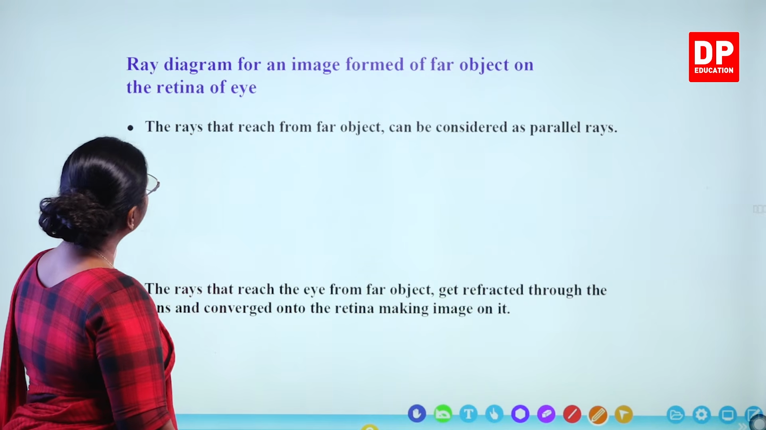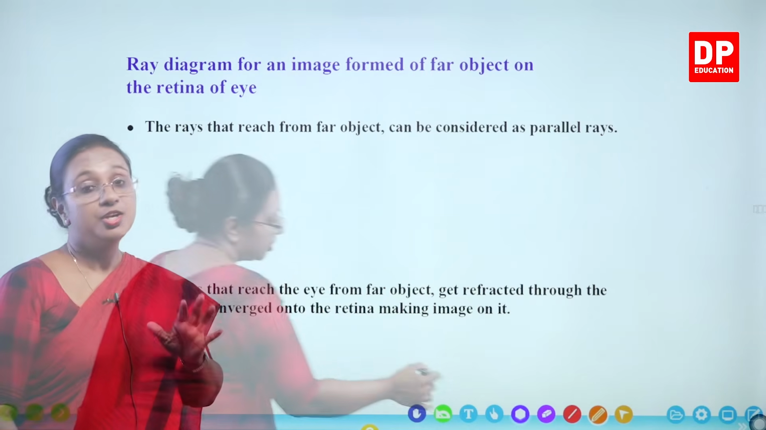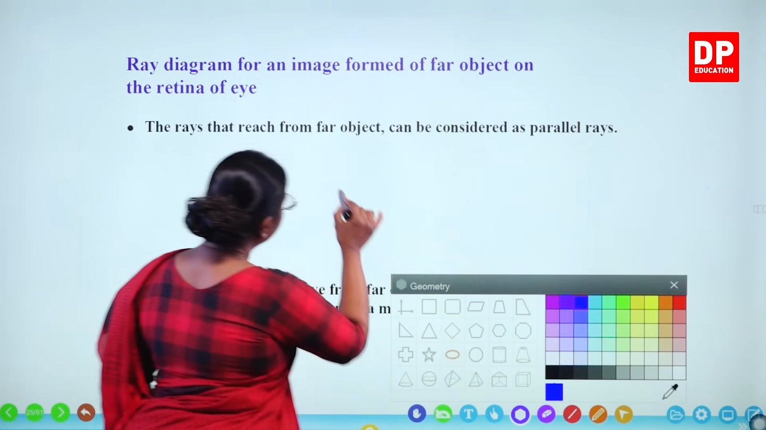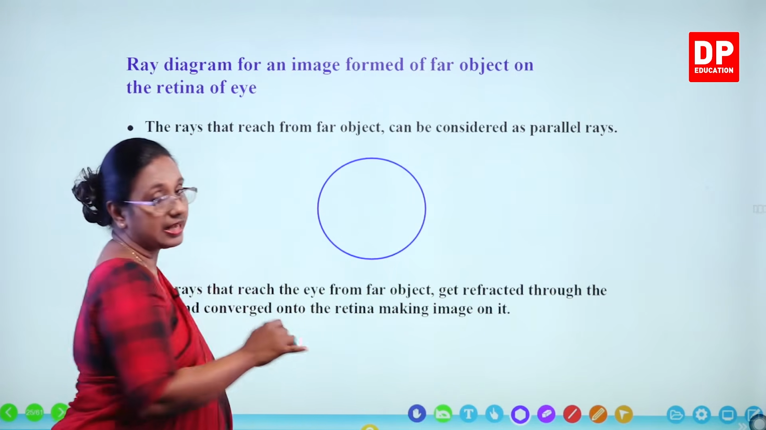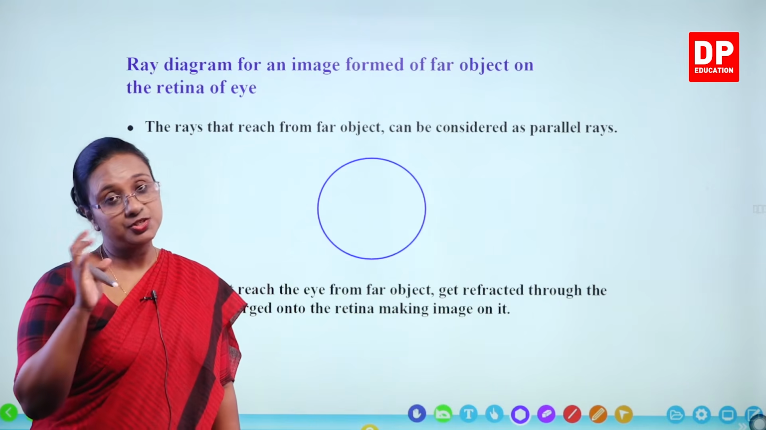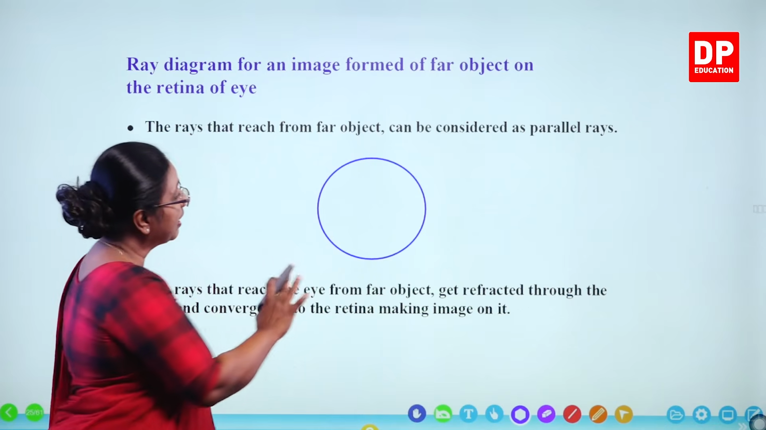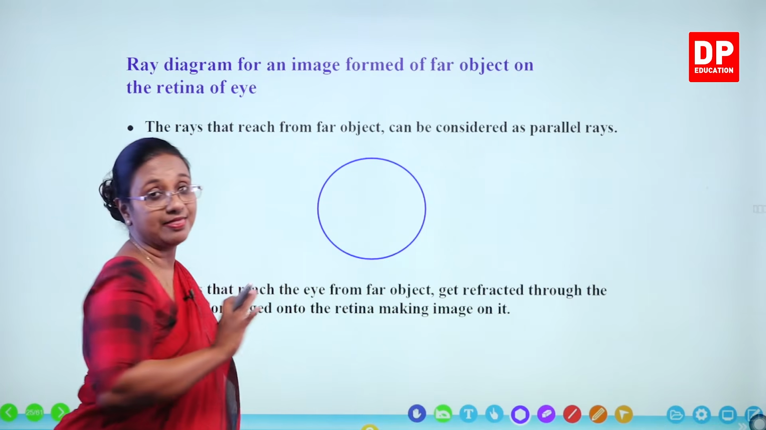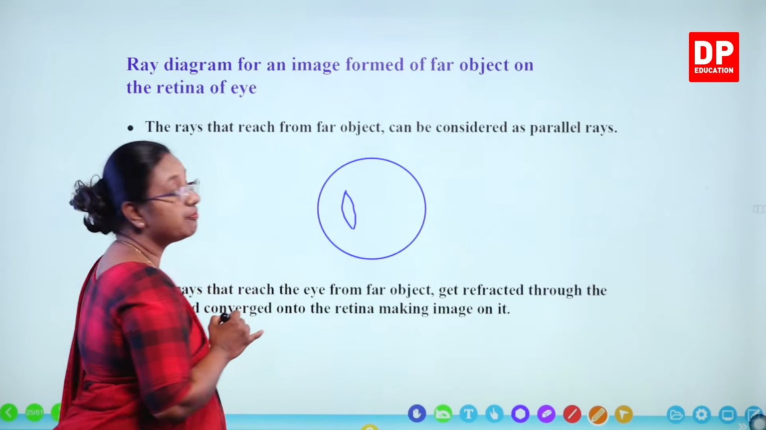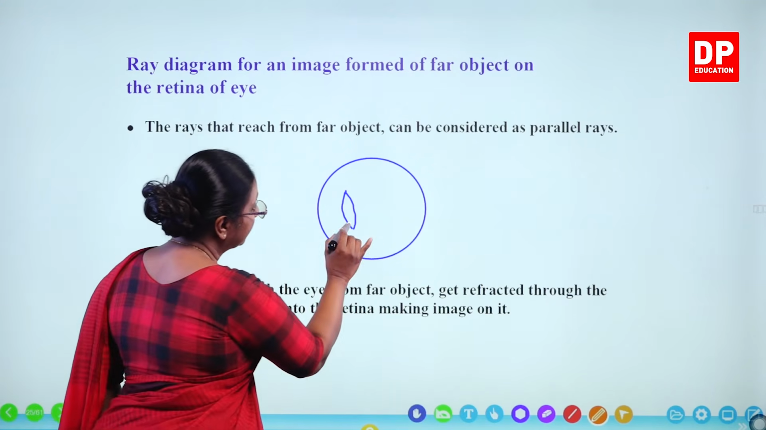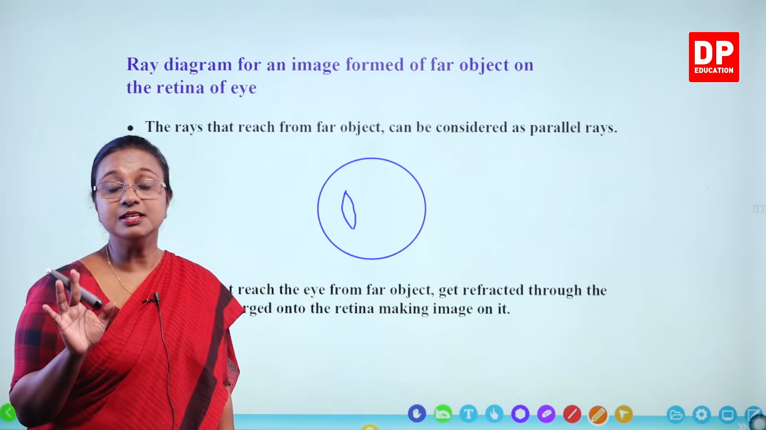So, we'll draw a ray diagram for an image formed of a far object on the retina of the eye. So, you all know the structure of the eye. Now, if we take it as a spherical shaped structure, it's almost spherical, but you all know there is the optic nerve going from here and all that. But we will just focus on the eye lens and the retina only. Inside that, students, you all know the presence of the biconvex lens. And here between the lens and the retina is the image distance, and that doesn't change.